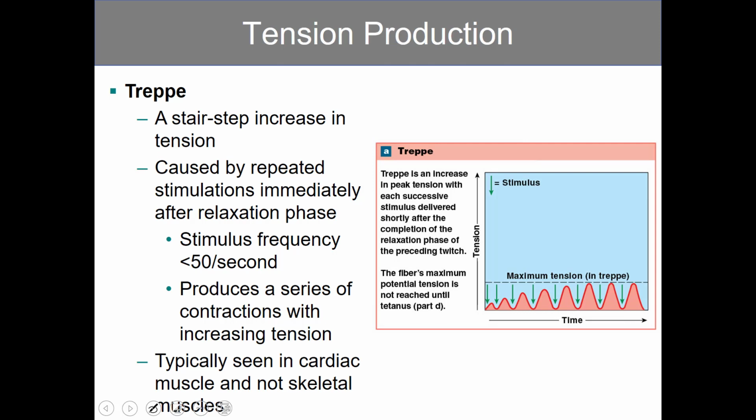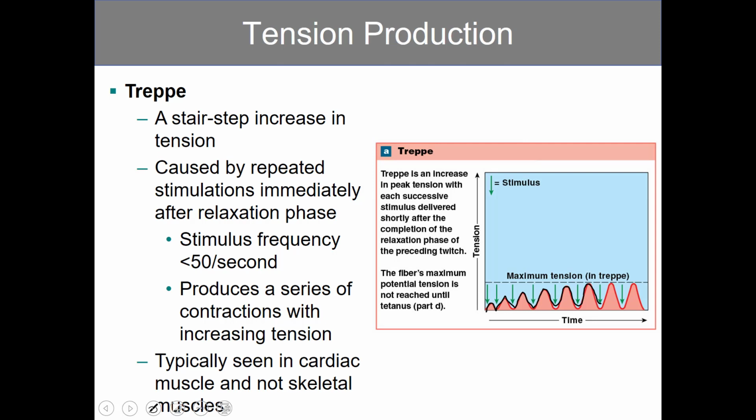So let's try to make sense of this graph. What we see are these little peaks, these little bumps, or humps, if you will, and each one of those humps represents a twitch. So it is a single muscle fiber contraction from a single stimulus. If you follow this graph, you get a twitch, followed by a second twitch, a third twitch, a fourth twitch, and so on.